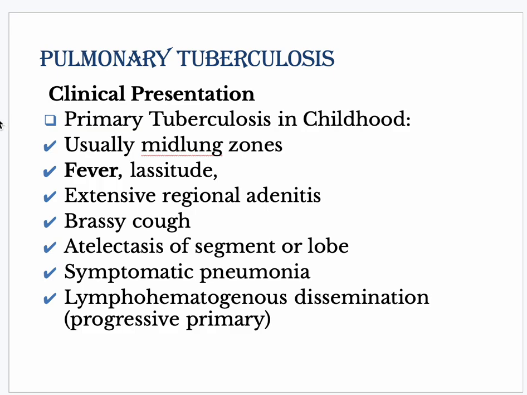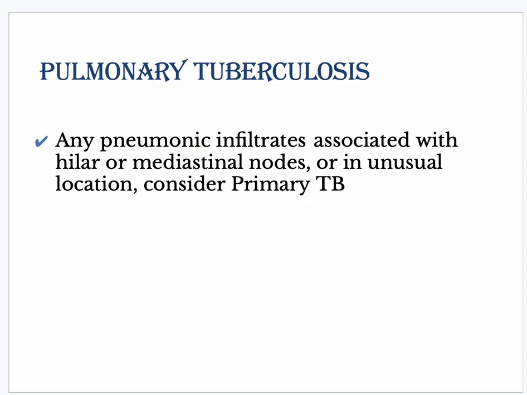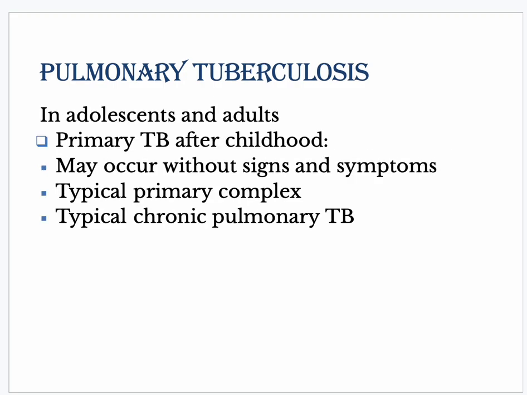So, clinical presentation. So, primary tuberculosis in childhood usually is found in the mid-lung zones. Fever, lassitude, extensive regional adenitis, brassy cough, atelectasis of segmental lobe, symptomatic pneumonia, lymphohematogenous dissemination. So, any pneumonic infiltrates associated with the hilar or mediastinal nodes or in unusual location, consider primary TB na. So, in adolescents and adults, primary TB after childhood may occur without symptoms, or with signs and symptoms of typical primary complex, and typical pulmonary TB.